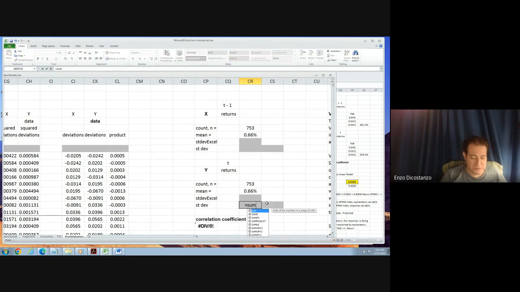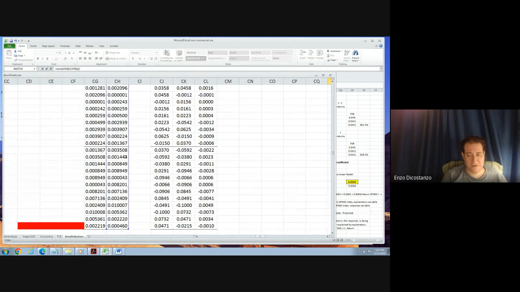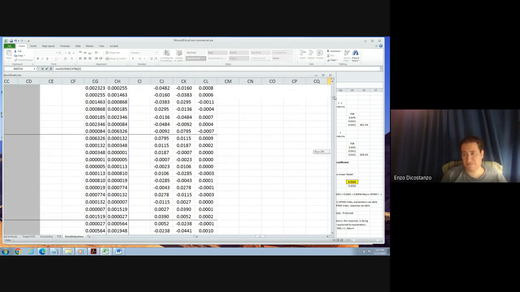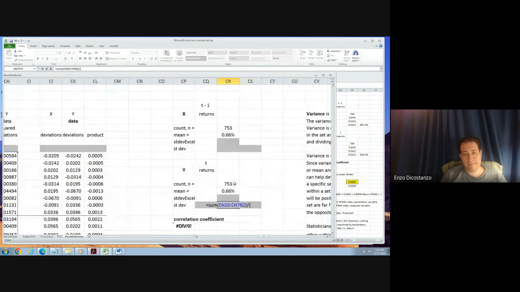So, sum, divided by parenthesis, N minus 1, close the parenthesis, and we're not done with this. Then you go right between the equal sign and the S and say SQRT, parenthesis. Okay, so you have about a 4% deviation, 4.3% deviation. That's what you have.